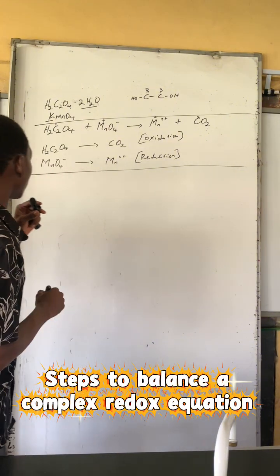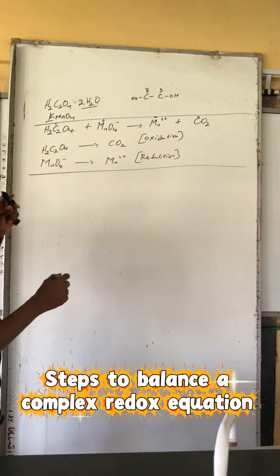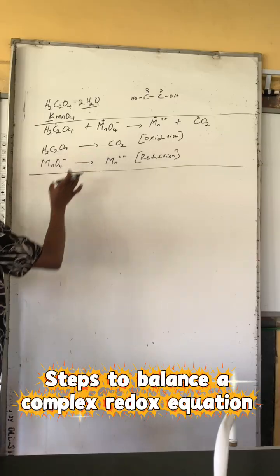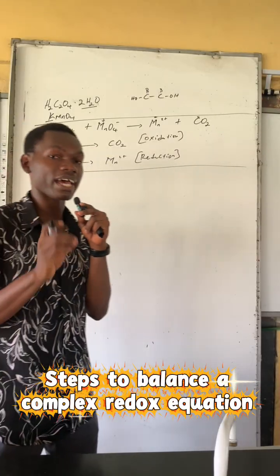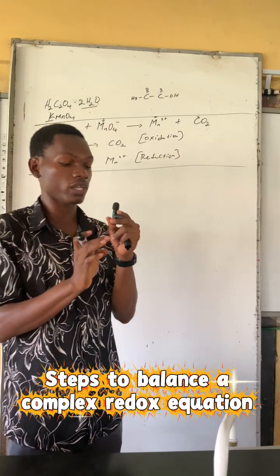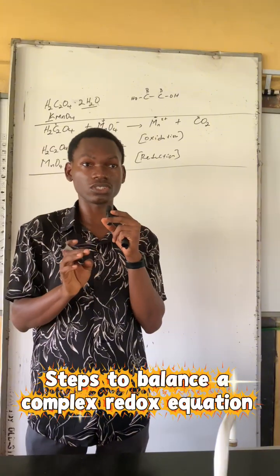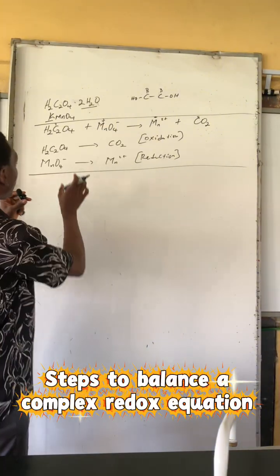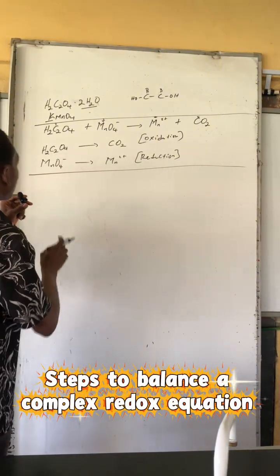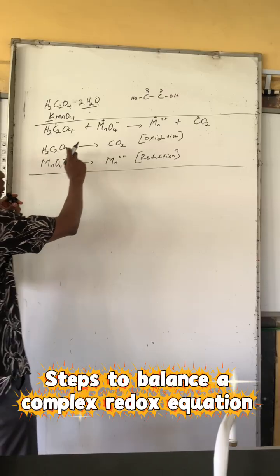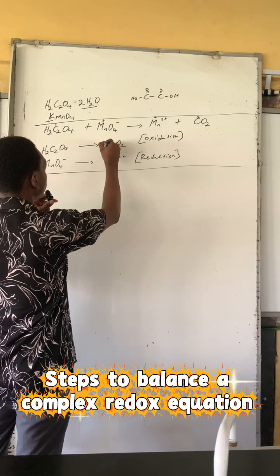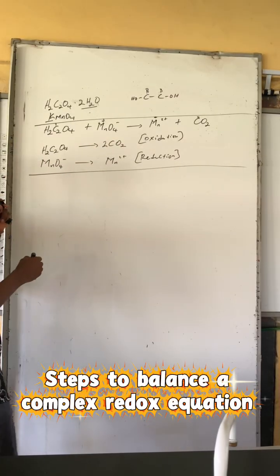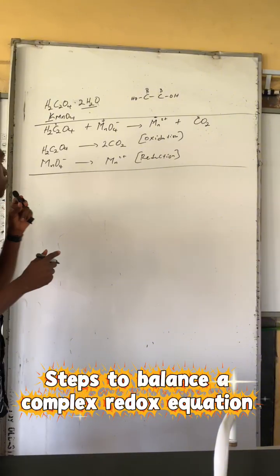Now, the second step: we balance all atoms except hydrogen and oxygen. We have a special way of balancing hydrogen and oxygen. So how do we balance all the other atoms? We notice that the carbon here is 2, so we place a coefficient of 2 here in order to balance the carbon.